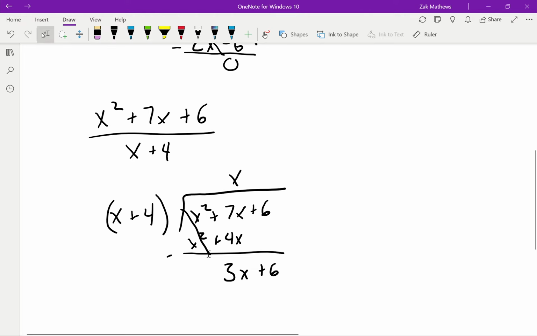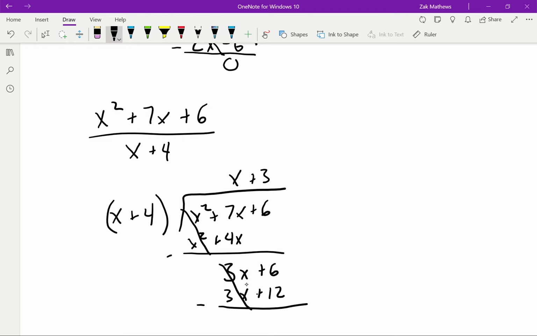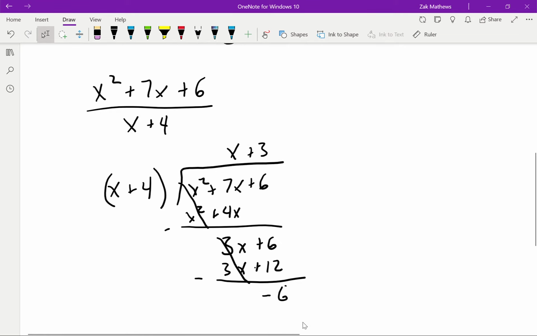What times x gives me 3x? That's a 3. 3 times x is 3x. 3 times 4 is 12. Let's subtract my way down. The 3x is canceled. 6 minus 12 is a negative 6. X does not go into negative 6. There's nothing I can multiply x by to get to negative 6 that isn't some sort of a fraction. And so this negative 6 is what we call the remainder.